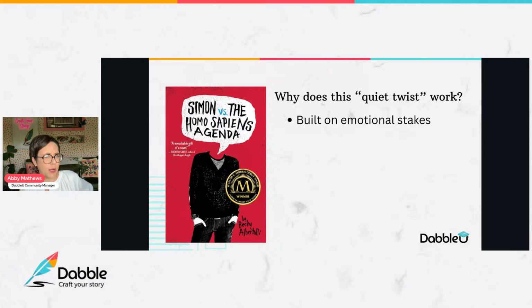But why does it work well? It works well because it's built on emotional stakes. It's not just built on plot mechanics. So I want you to keep that in mind. This is super important for those of you writing these quieter stories, right? Fight Club is also built on an emotional stake, but so is this, and so is To Kill a Mockingbird, right? They're just playing with different emotions, and you have to figure out what emotion you're going to play with for your story that works to craft the tale that you're trying to tell.